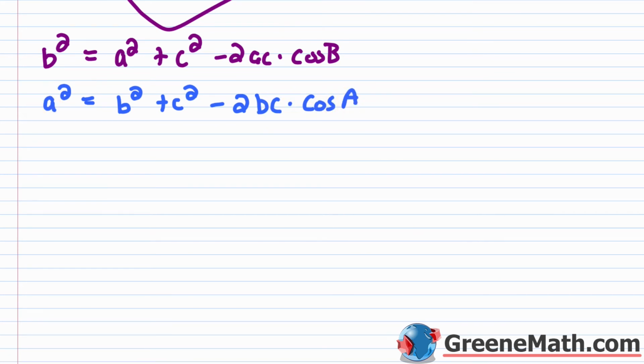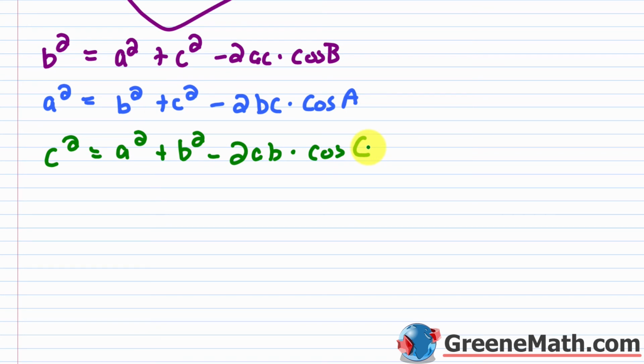And then the last one, you probably guessed it: c squared is equal to a and b now, so a squared plus b squared minus 2 times ab times the cosine of, again, opposite of c would be big C, the cosine of capital letter C, however you want to think about that.